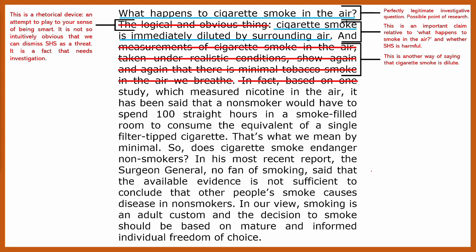Let's get some commentary here. But really, even if there was, this is just another way of saying that cigarette smoke is dilute. Measurements of cigarette smoke in the air taken under realistic conditions show again and again there is minimal tobacco smoke in the air. That is just another way of saying that cigarette smoke is diluted by the surrounding air. It's redundant. And so we don't need it because it doesn't say anything different than the blue underlined. So we can get rid of it. It's unnecessary. It's already been said before. Nothing new is being said.